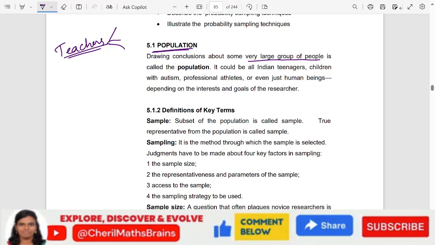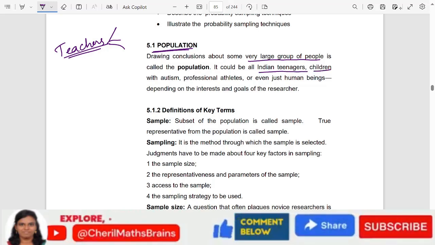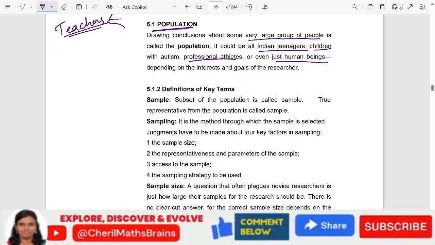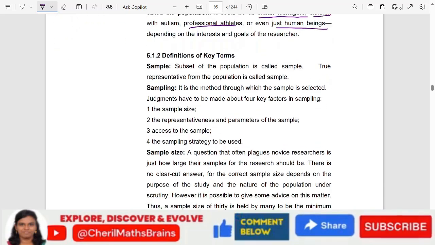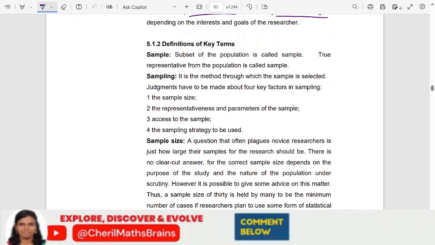Okay, so here you can see that this could be all the Indian teenagers, children with autism, professional athletes, or just even human beings. So anything you can take for that example. Now there are some key terms which we need to remember.